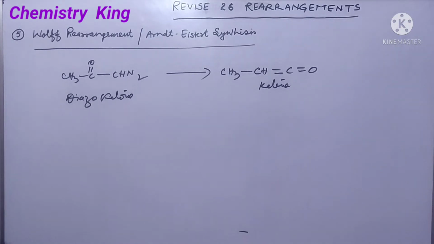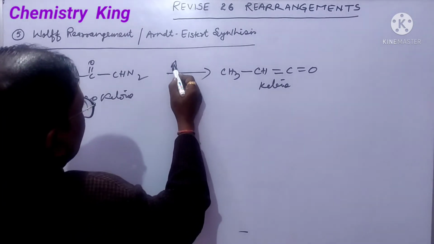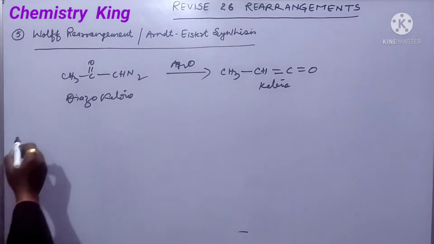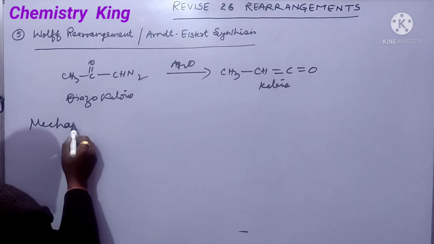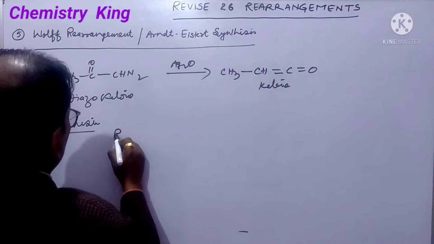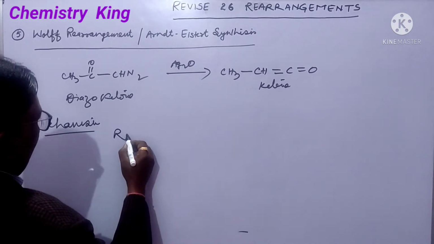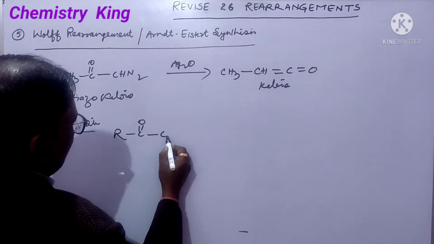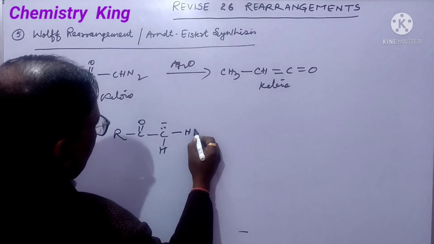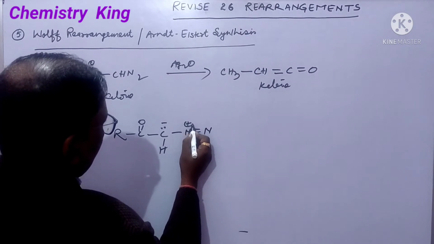Conversion of diazoketone into ketene in presence of solid silver oxide is known as Wolff rearrangement. Now we will see its mechanism. Right here, not CH3 but R in general. R C double bond O CH minus N triple bond N plus.